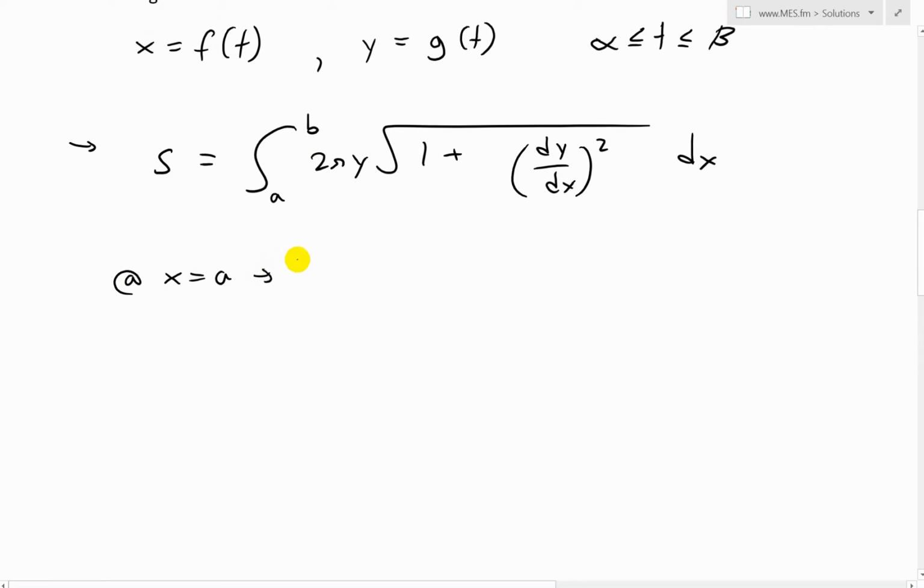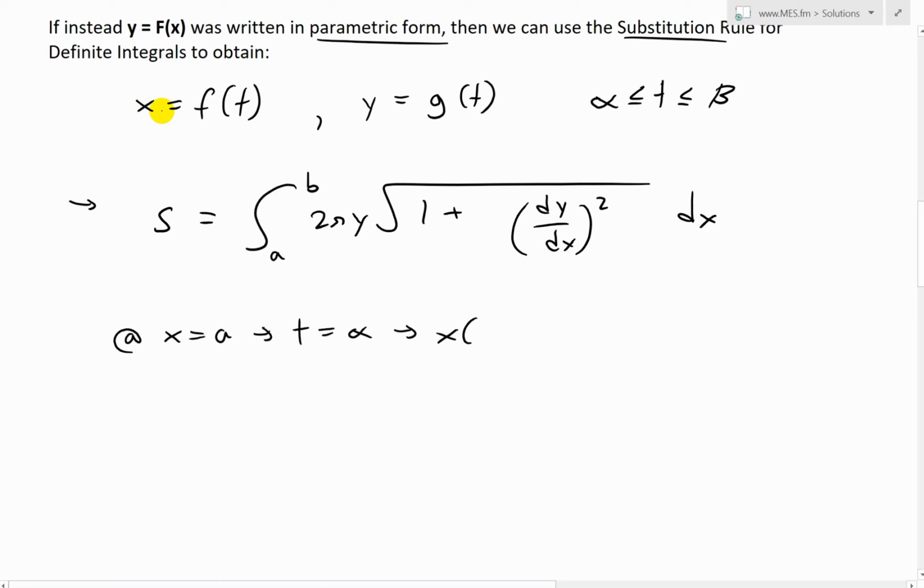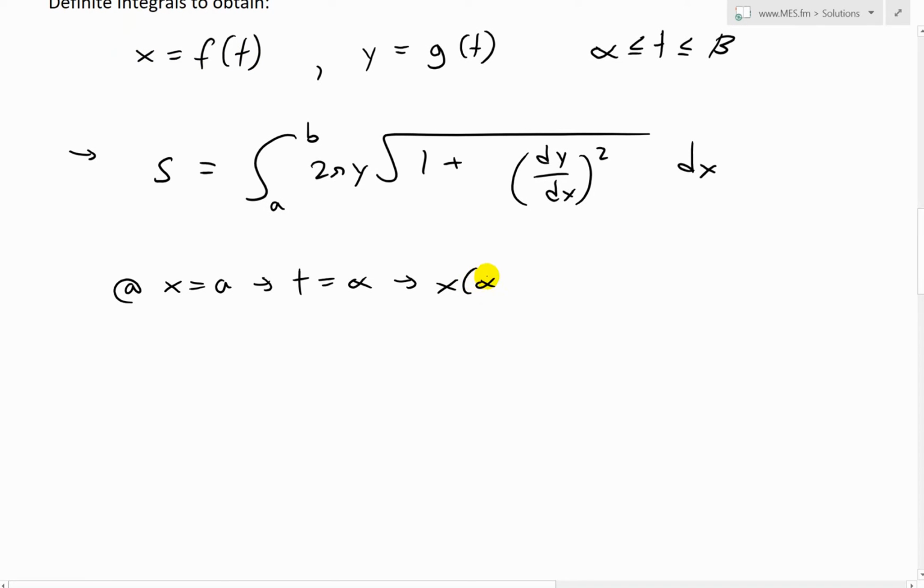What we have as well is, this is when t is equal to alpha, in other words we have x of alpha, because remember x is a function of t, like that. So x of alpha, this just equals f of alpha, and this equals a, etc.